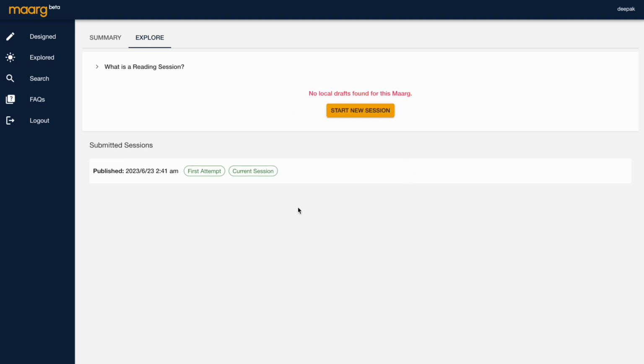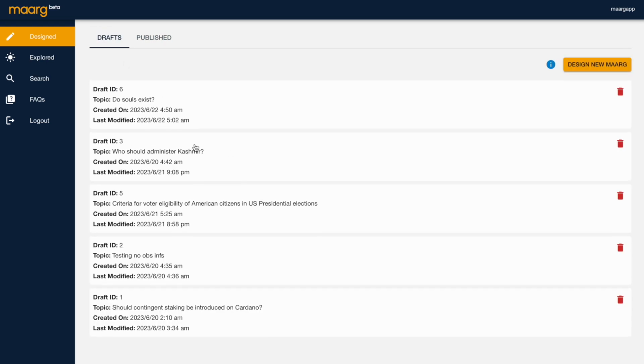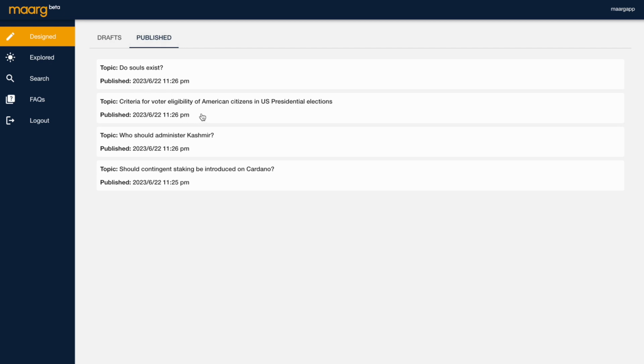So this is all from the reader's perspective. Let's see how things are on the writer's perspective. I have now logged in as Maarg app, who is the author of all the previous Maargs that we discussed so far. As you can see, there are 4 Maargs that were published. There are also drafts which can be edited and republished. But let's talk about the criteria for voter eligibility.